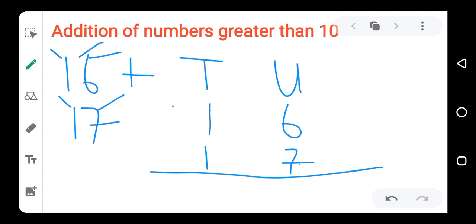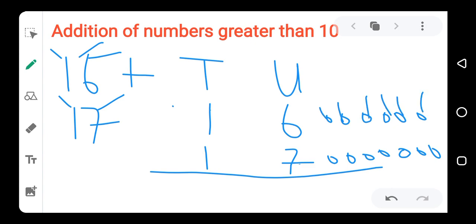Now we come to U, the ones under U. 6 plus 7. We have 1, 2, 3, 4, 5, 6, and then 1, 2, 3, 4, 5, 6, 7. We count all of them together: 1, 2, 3, 4, 5, 6, 7, 8, 9, 10, 11, 12, 13. It will give us 13.